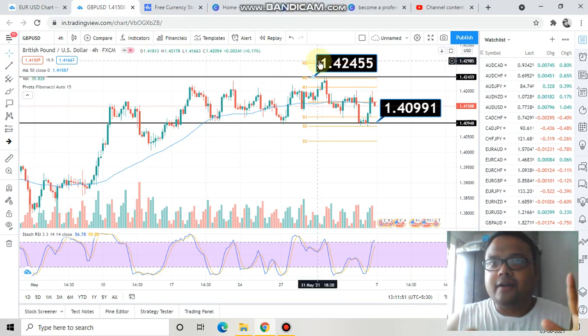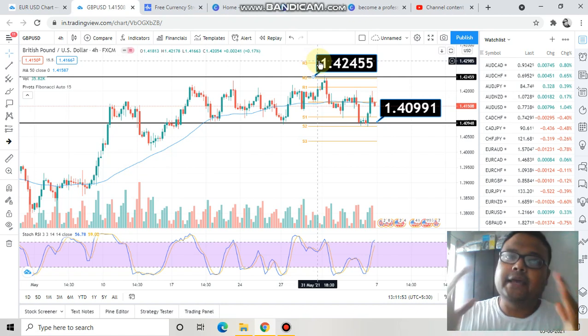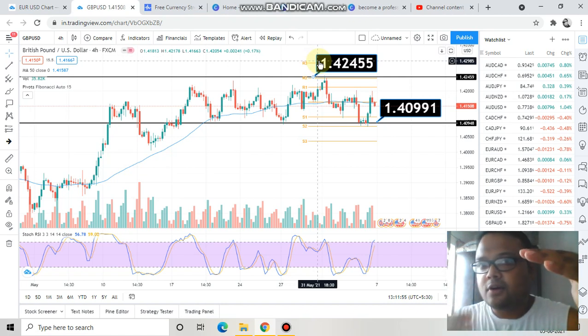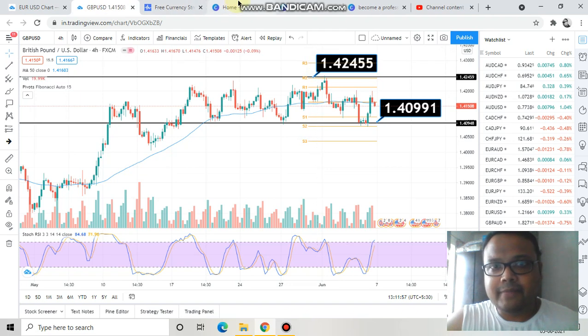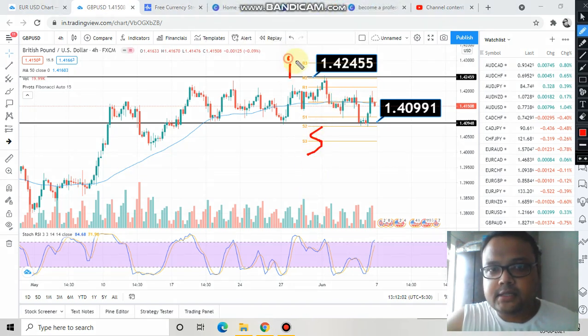Okay, right now the market is in a range, therefore we will be getting opportunities on the upside as well as the downside. And I have already mentioned, this is the support and this is the resistance.